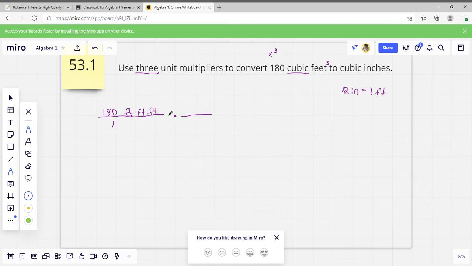We know we need feet on the bottom, so 1 foot, and then 12 inches, because we need it to cancel each other. And then we're going to do that again, and again. We can cancel feet with feet, and then another feet with feet, and then another feet with feet. Our answer is going to be 180 times 12 cubed inches cubed. So we have inches 3 times, 1, 2, 3. And we have 12 3 times, 1, 2, 3. And that's the answer. Nothing on the bottom.